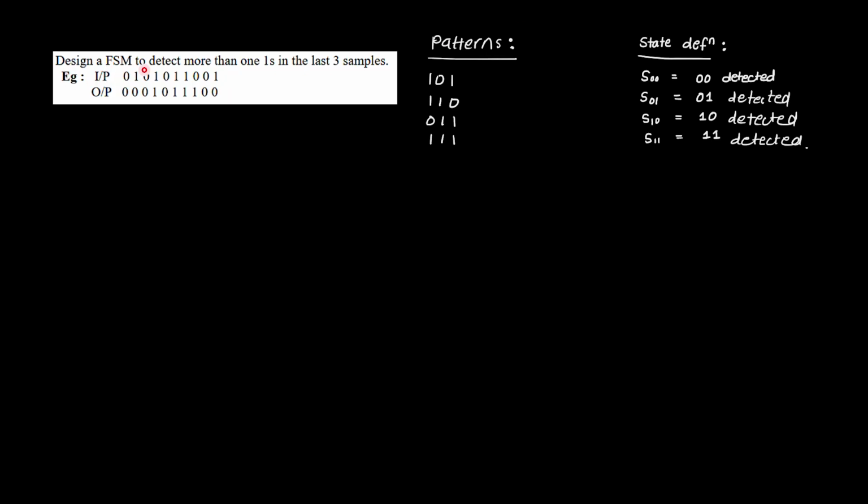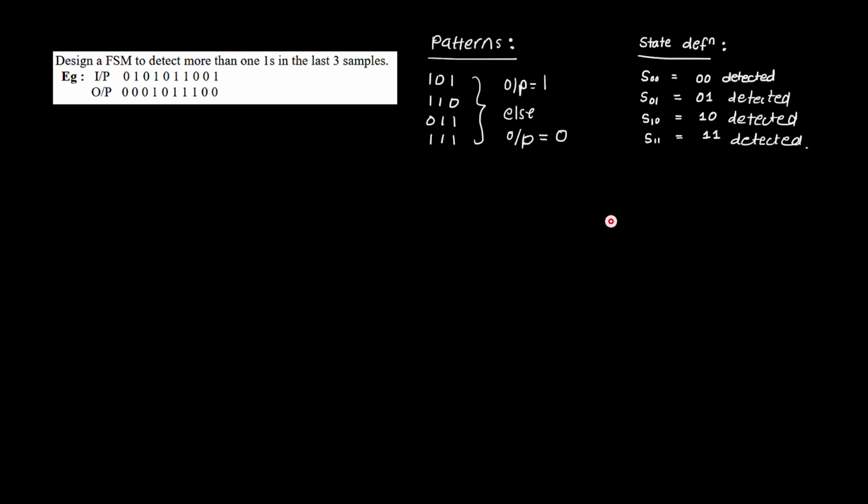Design a FSM to detect more than one ones in the last three samples. So the question requires us to detect these four patterns simultaneously, such that if such a pattern comes to our machine, the output will be 1, else the output will be 0. For example, if 000 or 001 comes, then the output will be 0.